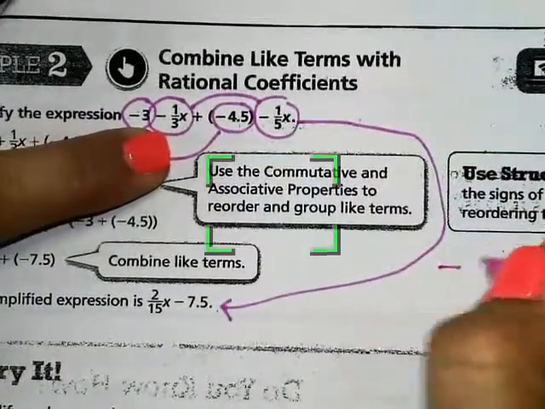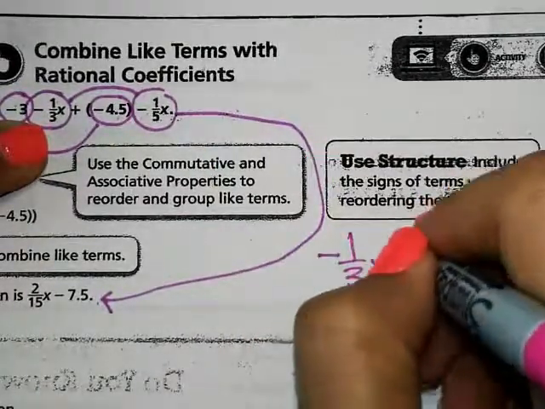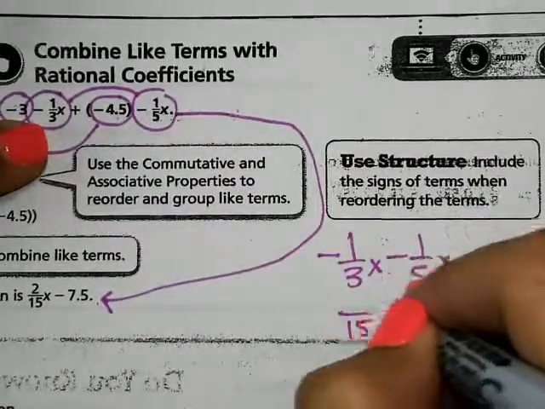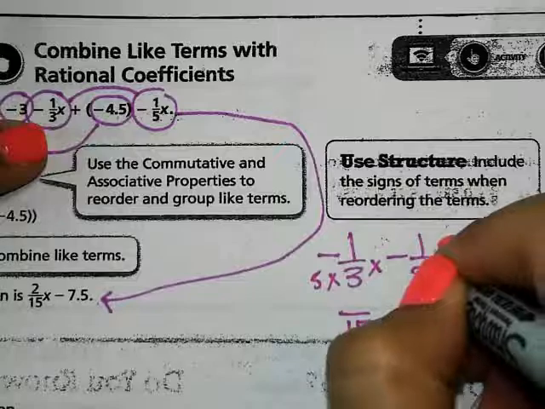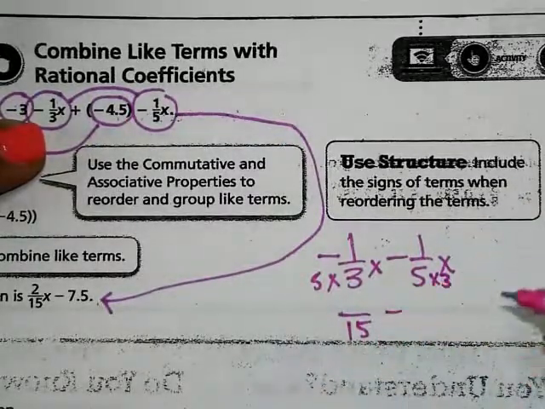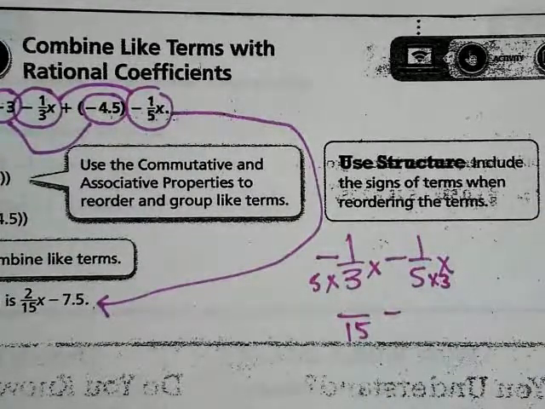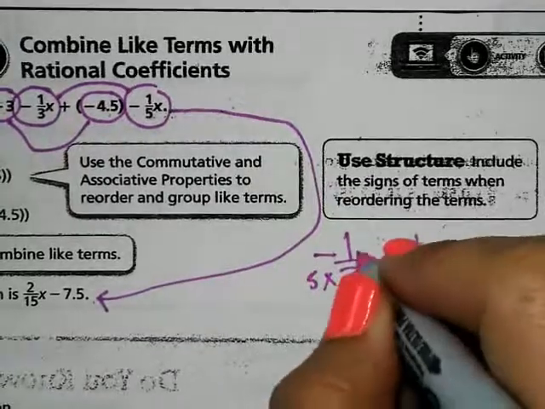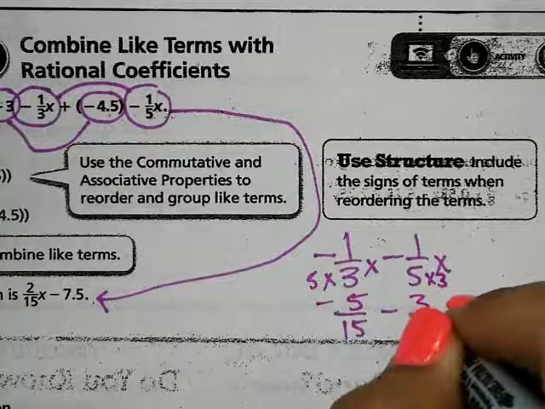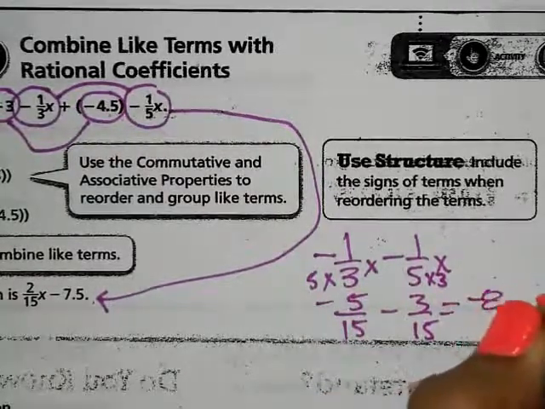So if you come to the side, -1/3x minus 1/5x. Common denominator is 15. 3 times 5, 5 times 3. Minus, you have times 5 is -5, and then you have -3/15. Add the numerators, makes it -8 over 15.